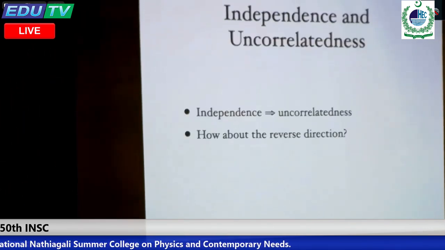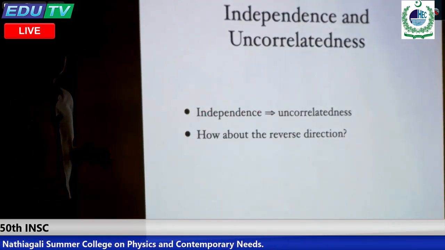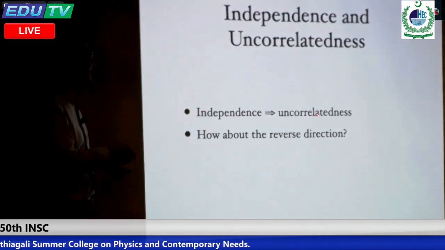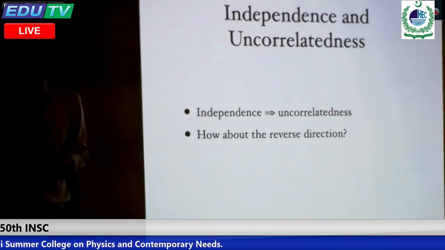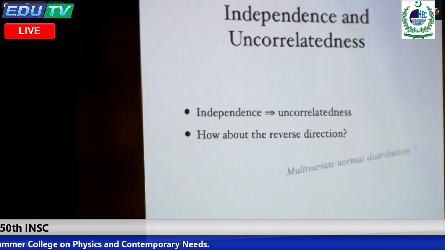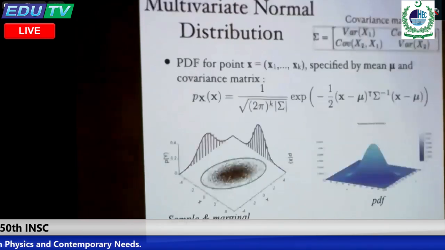Okay, let's go further. If they're independent, they are uncorrelated. You can show that. But if they are uncorrelated, it's not necessary for them to be independent. In one case, they are equivalent: the joint Gaussian case. If they follow a joint Gaussian distribution, or multivariate Gaussian distribution, then independence and zero correlation are equivalent.